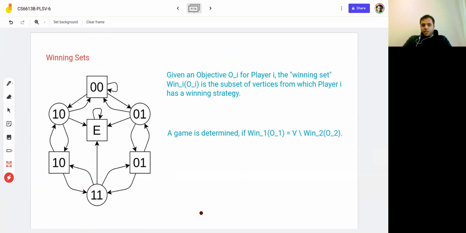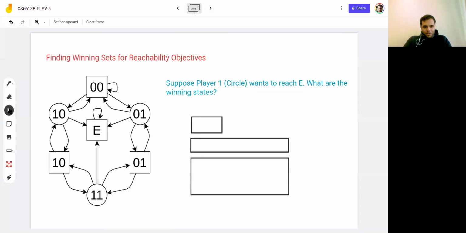So the game is determined if starting from any vertex, either player one has a winning strategy or player two has a winning strategy. Okay. So do you think that all games are determined? Or can you come up with an example of a game that is not determined? That's actually a good question for a homework. I would probably leave it to you for a homework. There are actually many games that are not determined, but I'll let you find one.